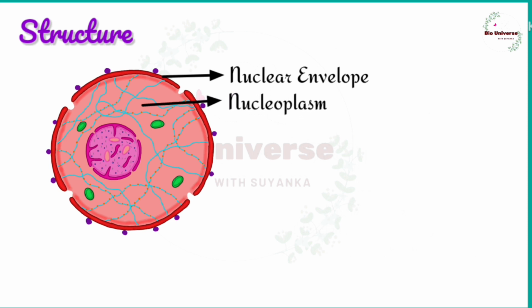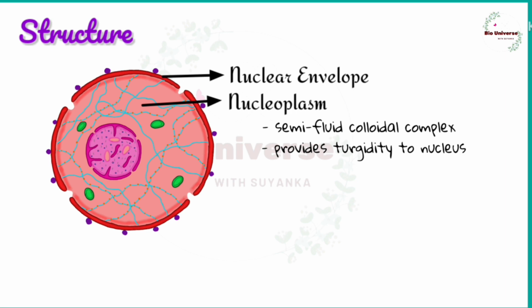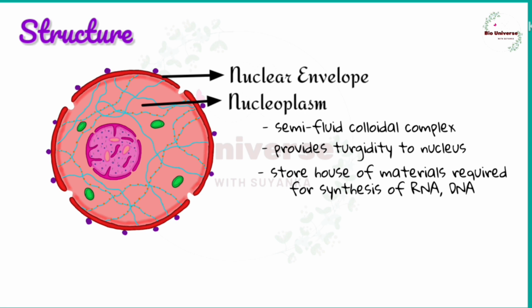Nucleoplasm, also known as karyoplasm or karyolymph or nuclear sap. Nucleoplasm is a semi-fluid colloidal complex formed of a number of chemicals like nucleotides, nucleoside triphosphates, proteins, enzymes, minerals, etc. Nucleoplasm provides turgidity to nucleus. Nucleoplasm is the storehouse of all raw materials required for synthesis of RNAs, DNAs, or ribosome subunits. Chromatin is embedded in nucleoplasm.